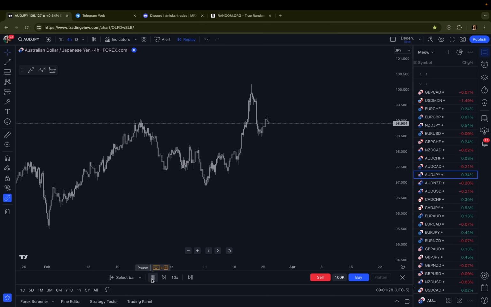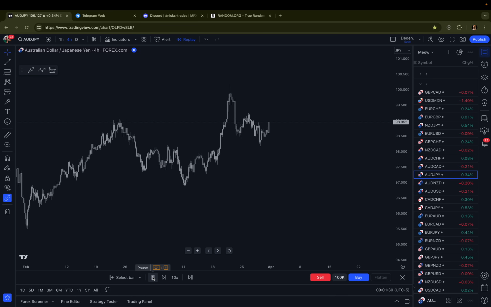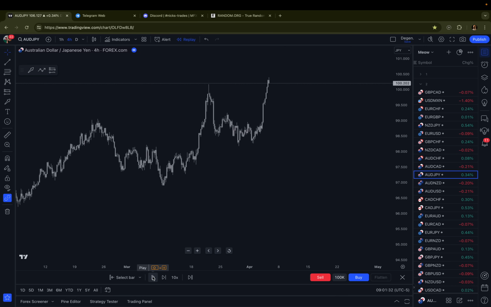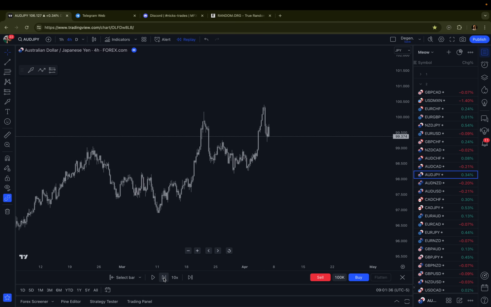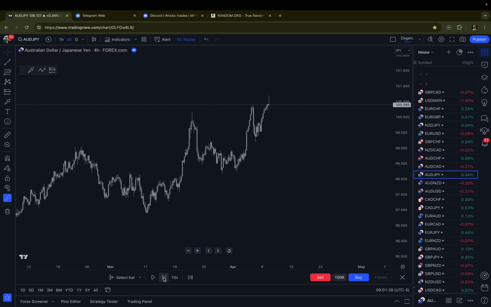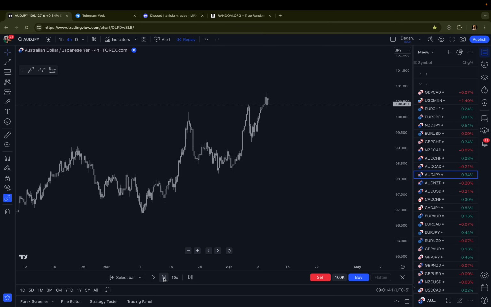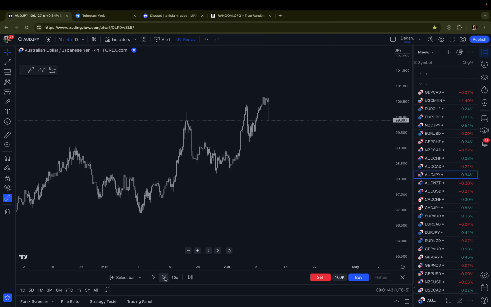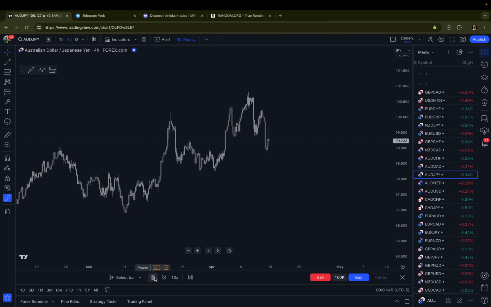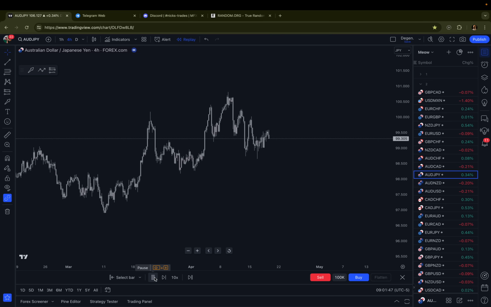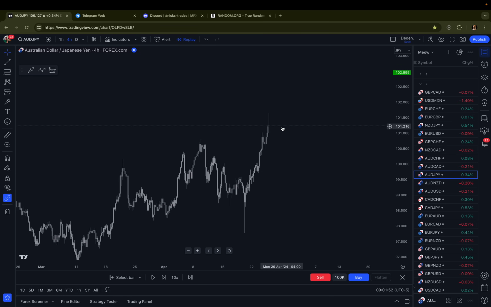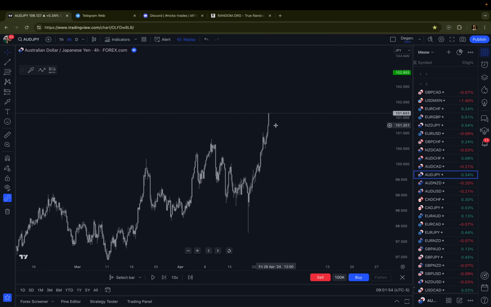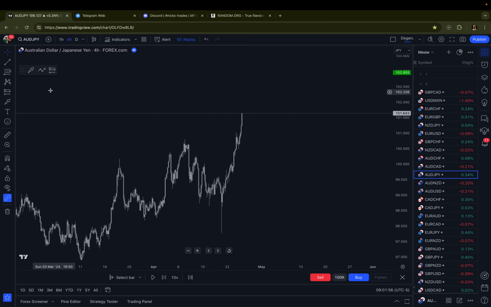We'll see if it can go make a new high. Okay, let's see if this can make a new high. A little bit higher. Wow, okay. Okay, this is a good setup right here. So I will take this trade.